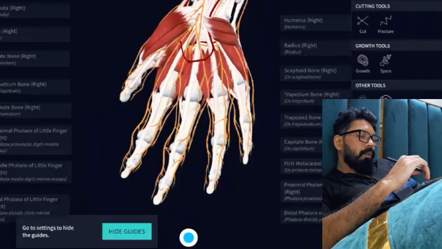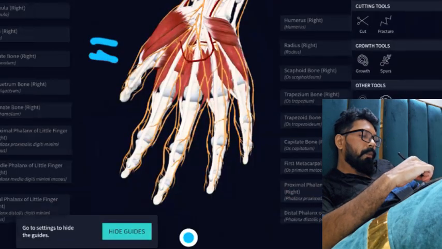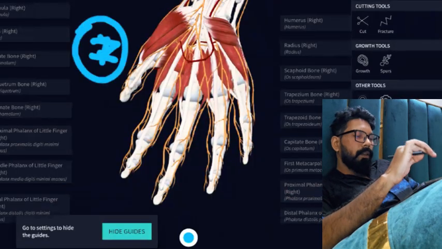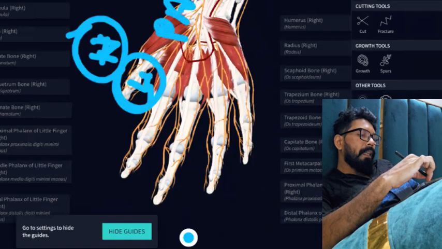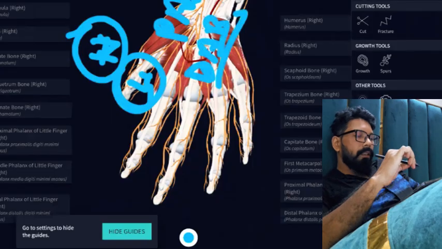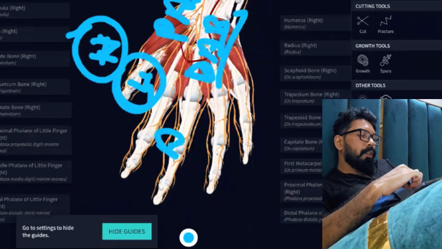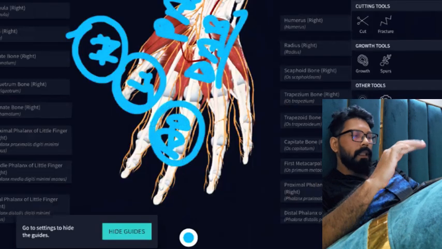Let me summarize. Those are your hypothenar eminence muscles. Then we have the lumbricals, then PAD, then DAB. Then we have adductor pollicis. All of these muscles are supplied by the ulnar nerve.